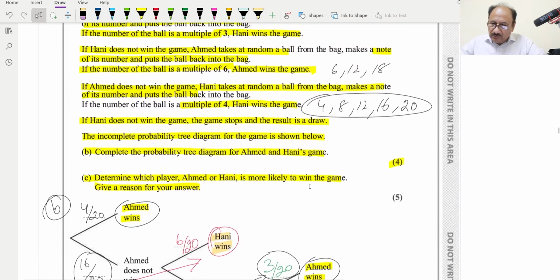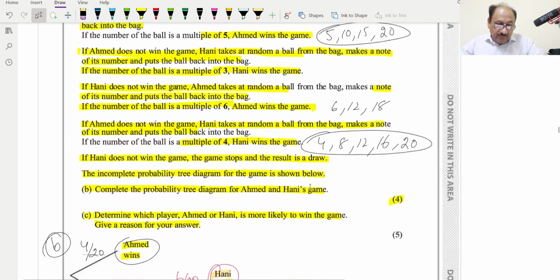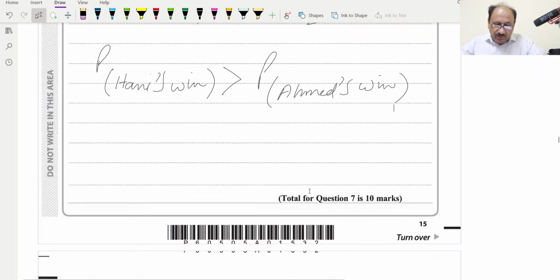This was a 9-mark question. This was 9 plus 1, a 10-mark question. It's very easy, but a 10-mark question.